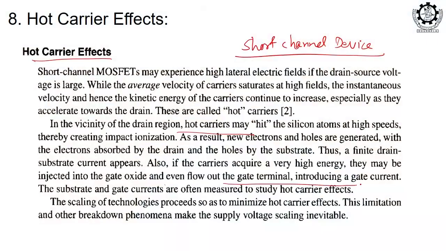Sometimes if the carriers are accelerated enough, they can go and get trapped in the oxide region also. These electrons can get trapped in the oxide region, and thus it can modify the threshold voltage. What was your original threshold voltage could be changed a little bit. And it can also go out of the gate terminal, introducing a gate current.